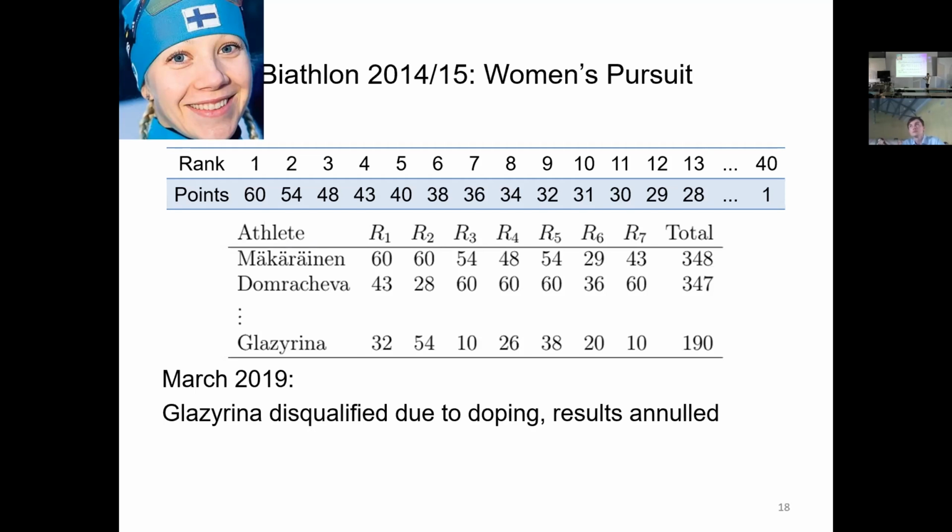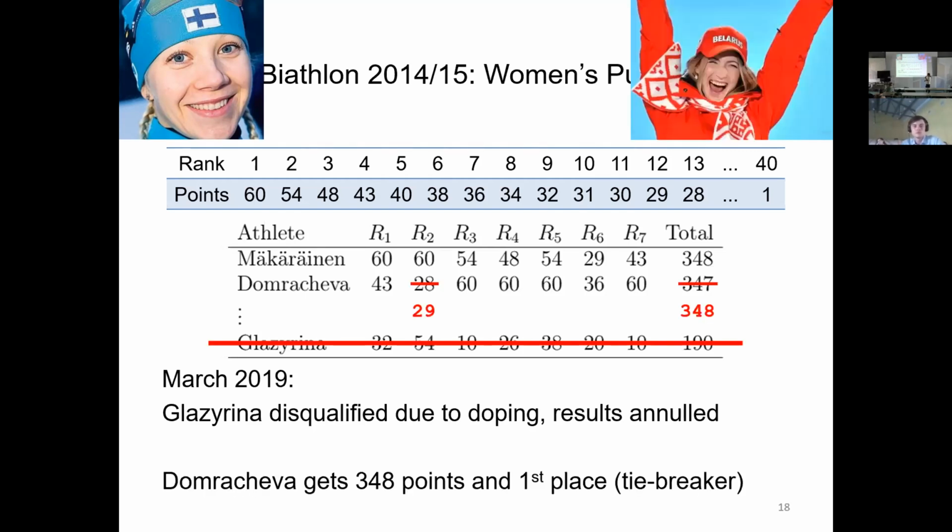The IBU has a policy for doping, and that is, we pretend it never happened. So Glazirina never existed, all her results are annulled, and we pretend that there was one less competitor in the event. But there's a problem. If Glazirina never existed, then she could not have come second in race 2. And if she didn't come second, then Domracheva did not come 13th. She came 12th. If she came 12th, she got not 28 points for that race, but 29. And if she got 29 points, her total score was 348. And we had a tie.